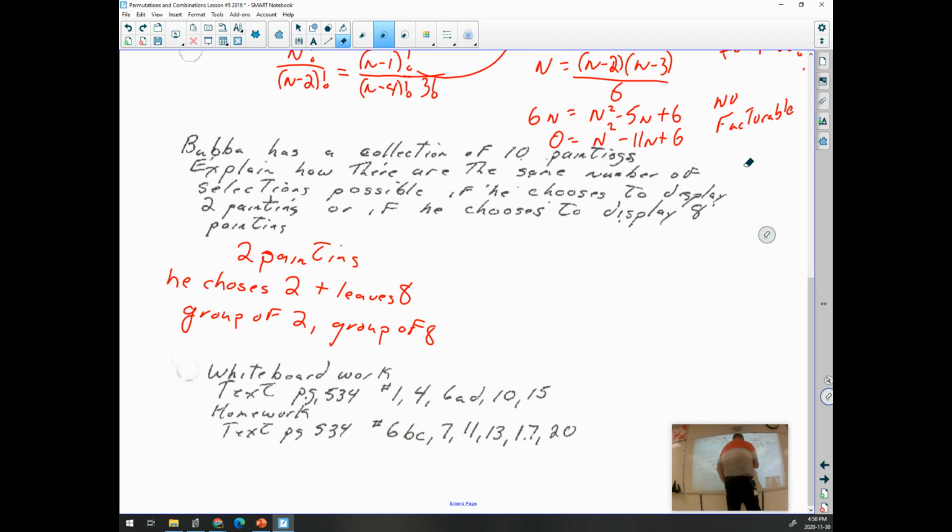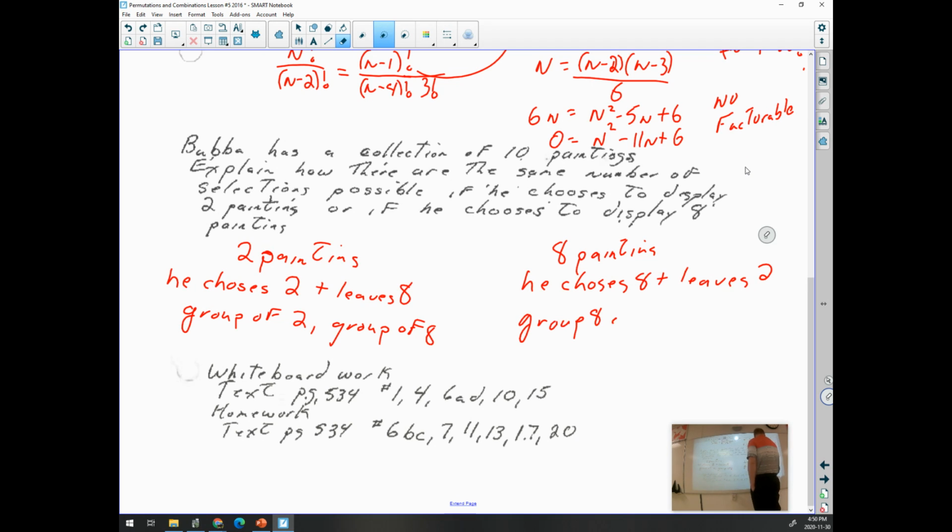If he wants to display 8 paintings, he chooses 8 and leaves 2. So he's got a group of 8 on the wall, and a group of 2 in the storeroom. So in both cases, he is dividing up his paintings into 2 groups, one of 8, one of 2. He's displaying 2 in one and 8 in the other, but it's still dividing these guys up the same.